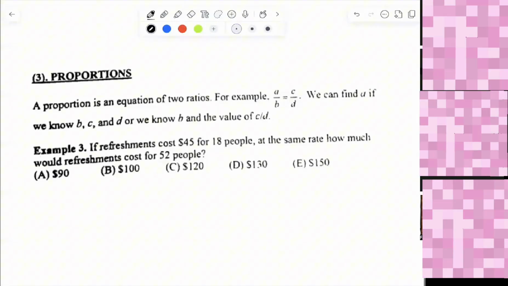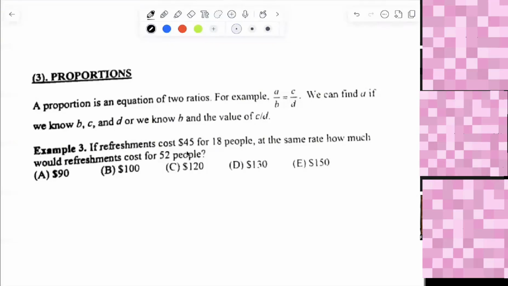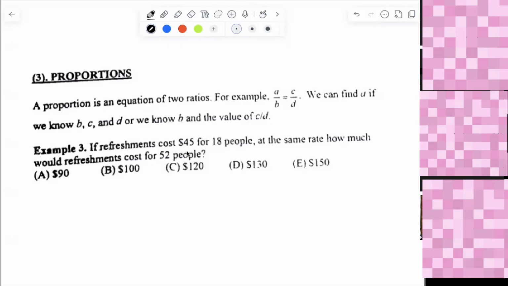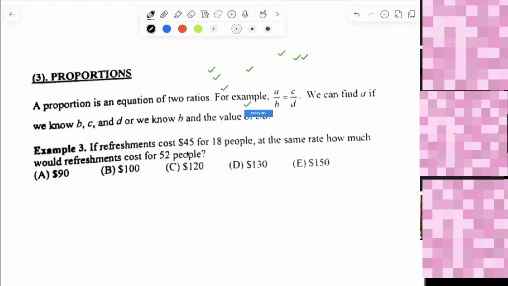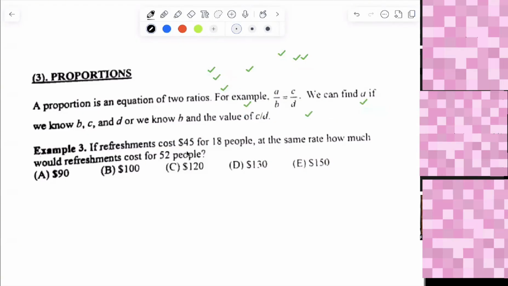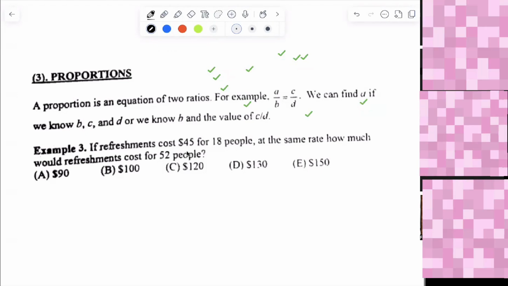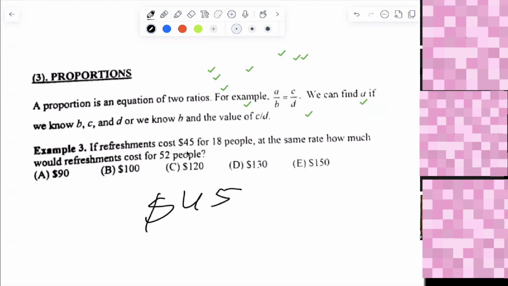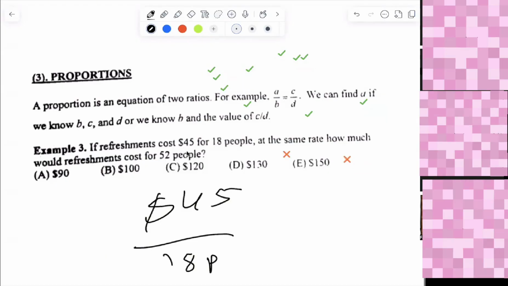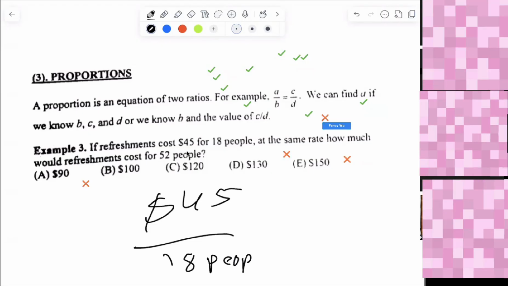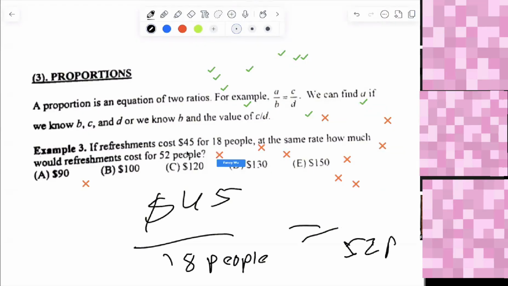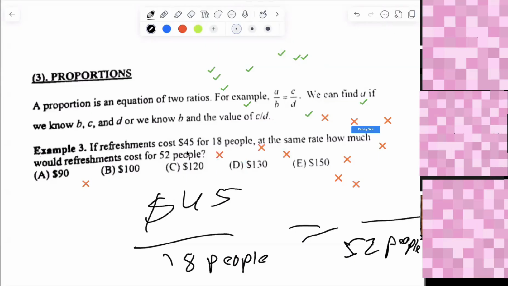All right, let's get started with this question now. This is just a rate, or a proportion if you want to think about it. This is $45 for 18 people. I'll write 18 people, or P, just extend it, is equal to 52 people on the bottom, same ratio, and how many dollars?